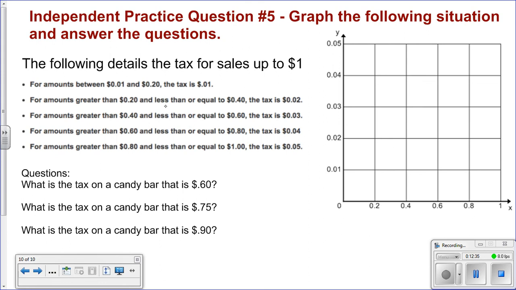Then I want you to try one that's a little bit harder. What you have to pay attention to is the less than or equal to. So that's going to help you figure out where your open circle is versus your closed circle. So I'd like you to give these a try and then check your answers.